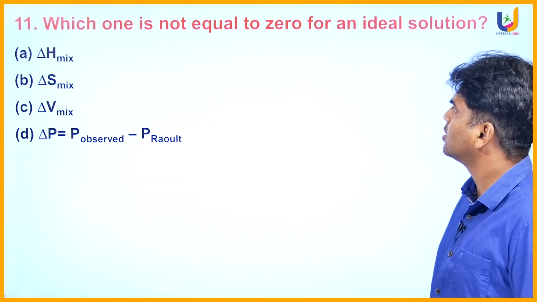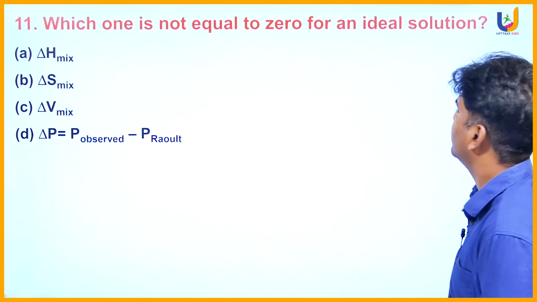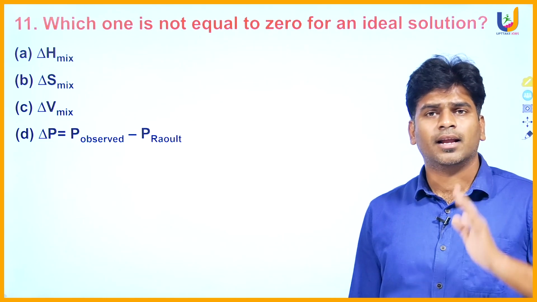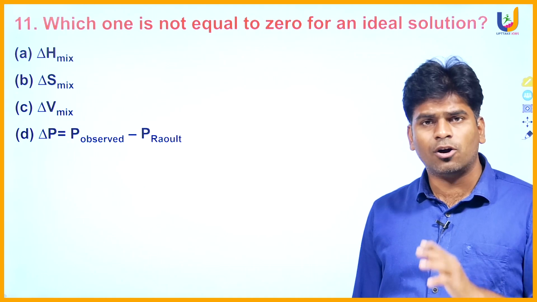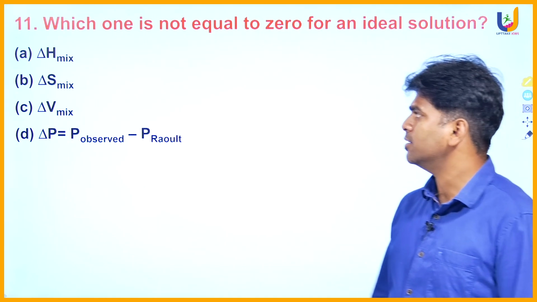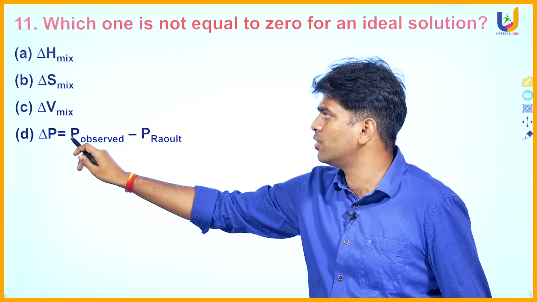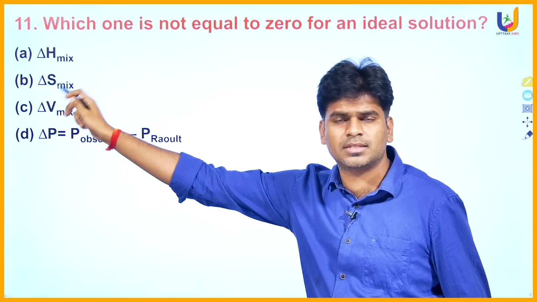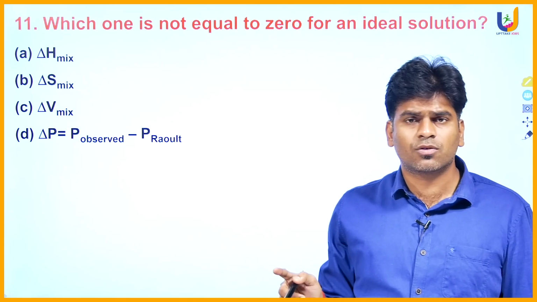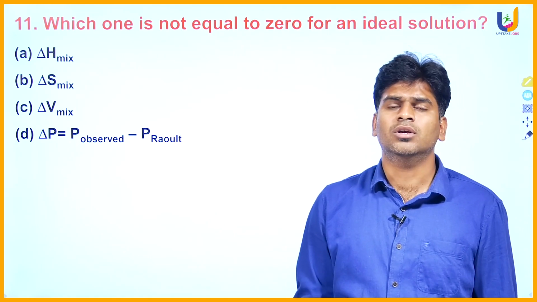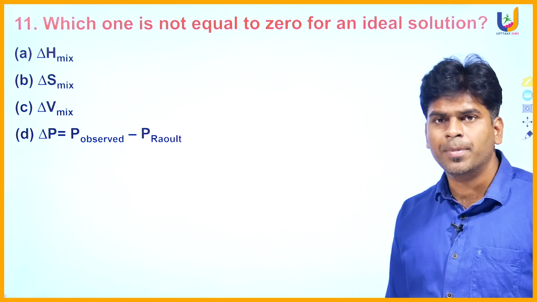Next, which one is not equal to 0 for an ideal solution? Which one is not equal to 0? Obviously, delta G is not equal to 0. Entropy is also not equal to 0. So this will be equal to 0, this will be equal to 0, and this will be equal to 0. Which is not equal to 0 means entropy. If entropy is not equal to 0, delta G, Gibbs free energy change, is also not equal to 0. So option B it is.